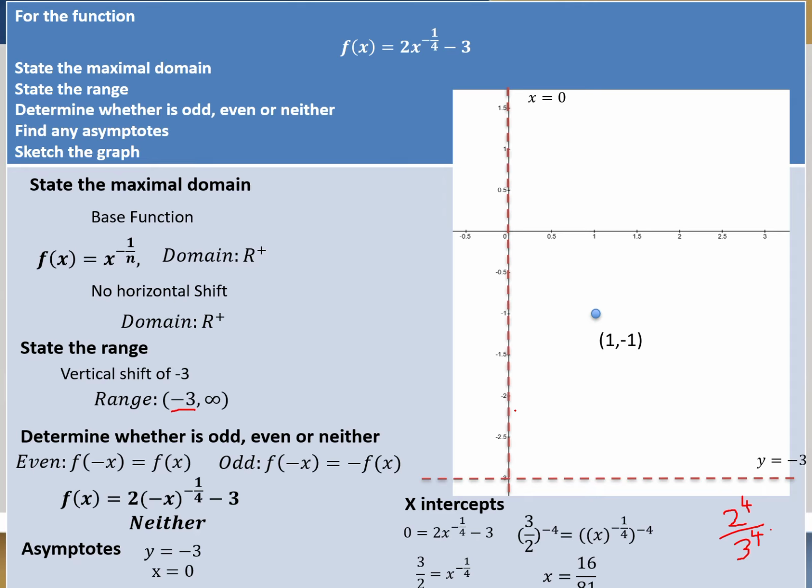Now, I put that into the calculator to get a decimal so I can accurately put it on my graph, and I got 0.198. I did round this. Finally, I can draw my graph.